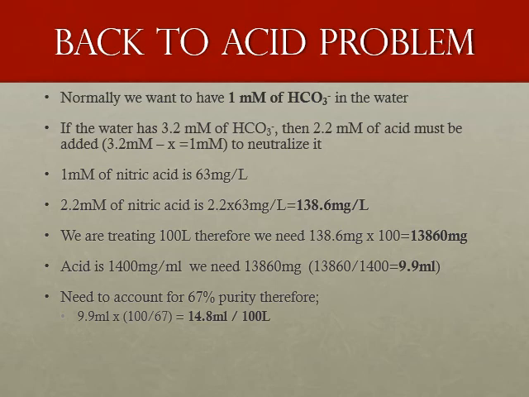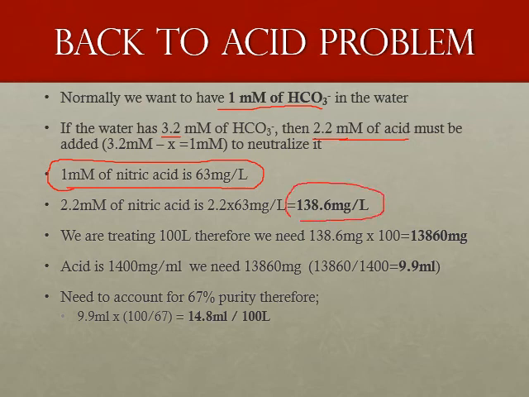So here's the process from beginning to end. Normally we want 1 millimole of bicarbonate in the water. If we have 3.2, we need to neutralize 2.2. And that means we need 2.2 millimole of acid because it's 1 to 1. All right. 1 millimole of nitric acid is 63 milligrams per liter. We want 2.2, so 2.2 times 63 gives 138.6 milligrams per liter.